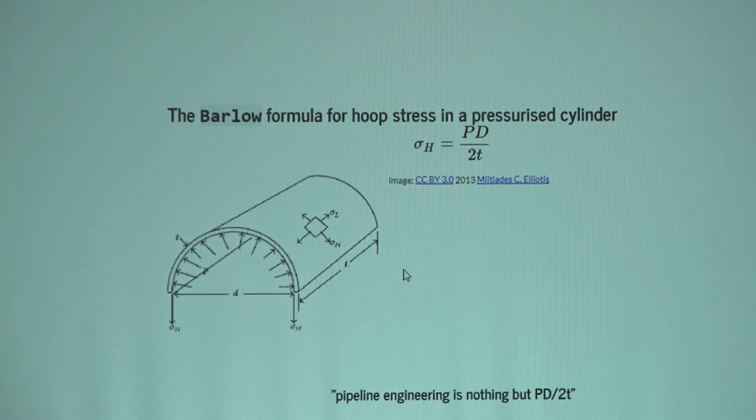Other types of engineers, like process engineers and structural engineers that I work with, would often make snarky remarks like pipeline engineering is just PD over 2T. And in a way, they're right.